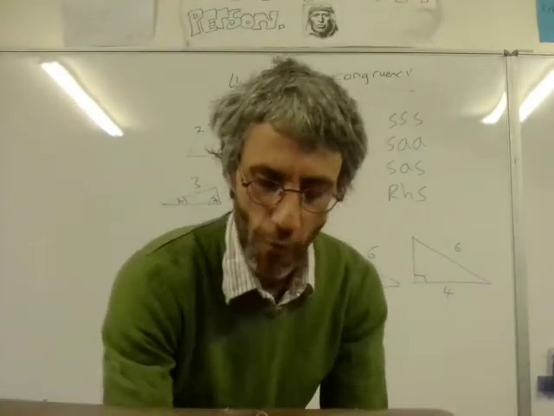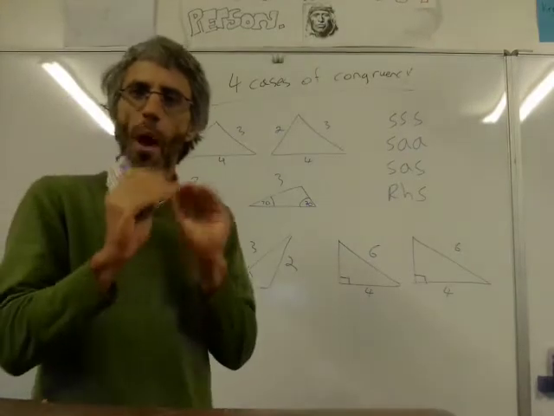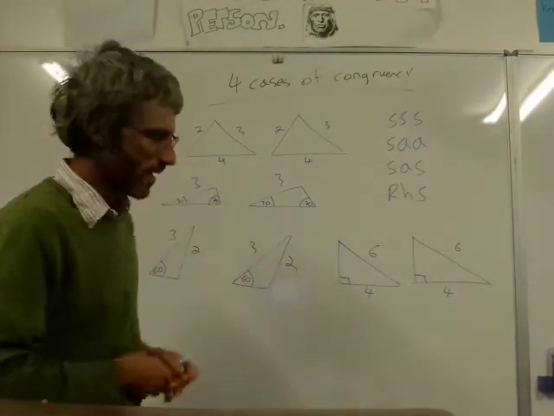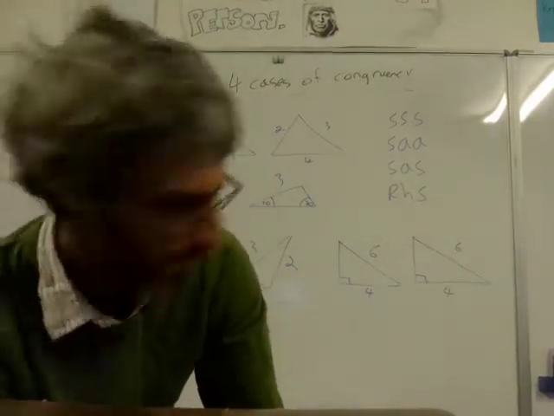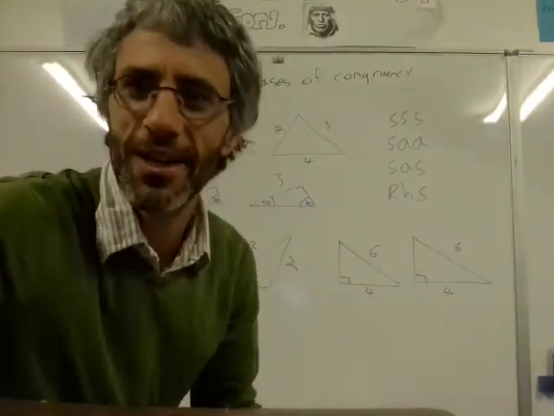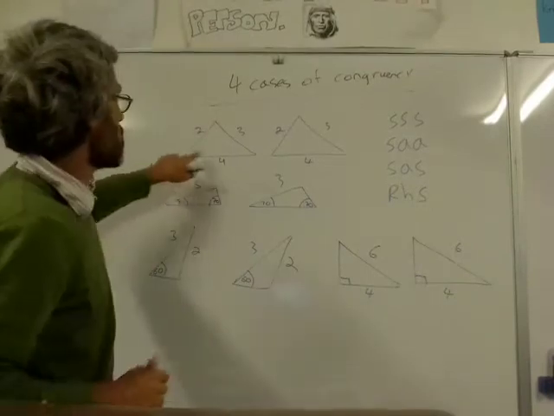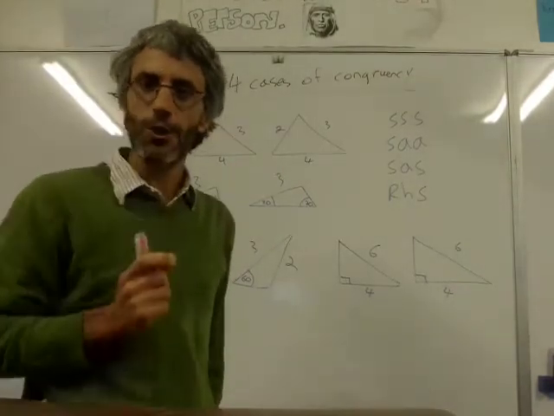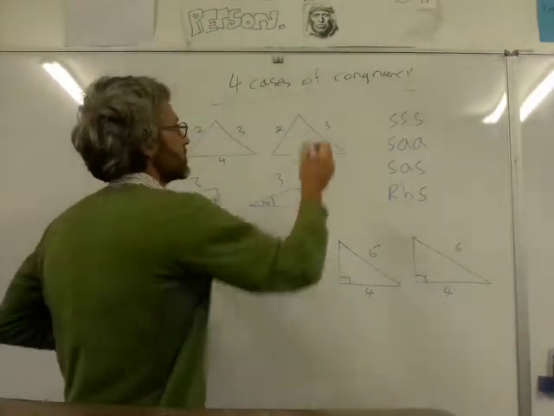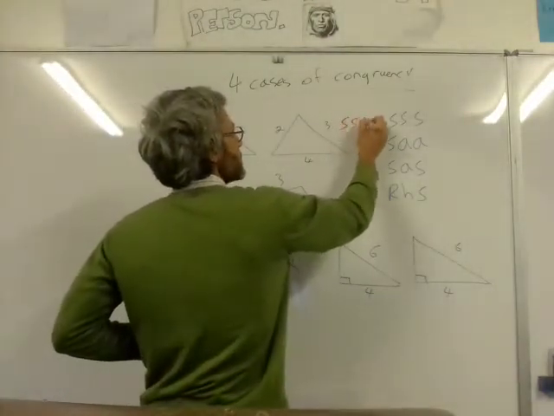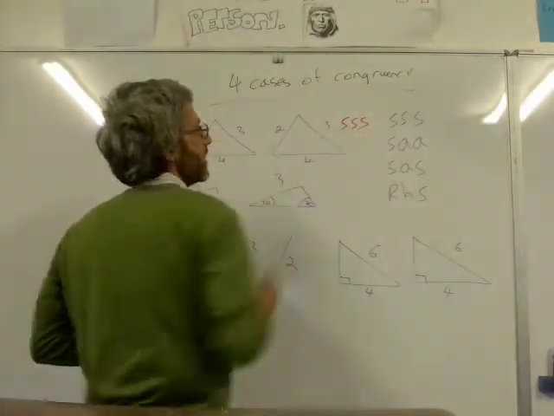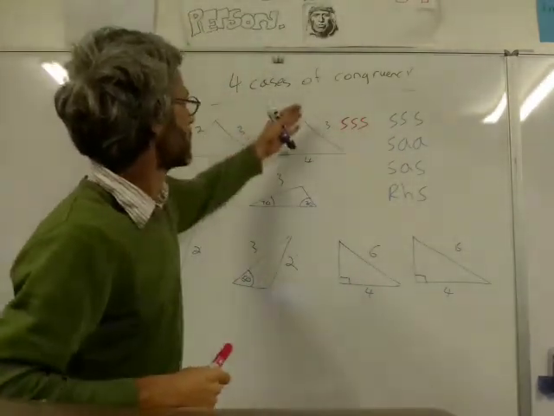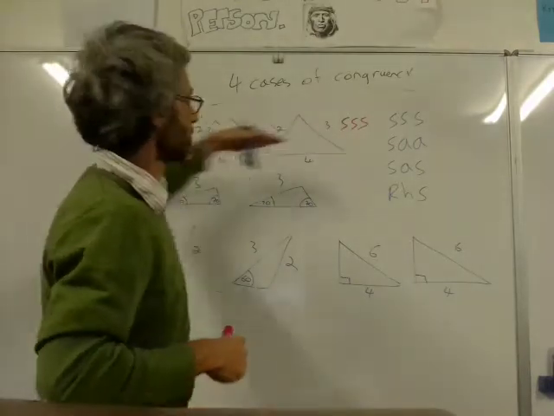So there are 4 cases, 4 different ways we can prove 2 triangles are congruent. The first one you can see here. Pause it for a second. So these 2 triangles are congruent, and the category, how we prove that they're the same, is called SSS. SSS means side, side, side. This side equals that side. This side equals that side. This side equals that side.